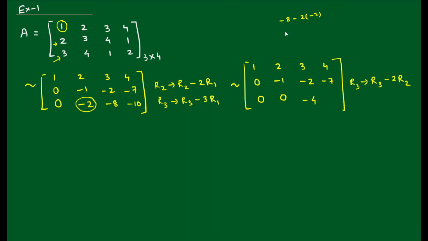And what is the last element? Minus 10 minus 2 into minus 7, so how much is it? 4. So this is in echelon form. See, the number of zeros is in increasing order.